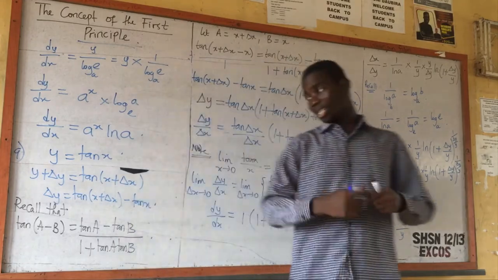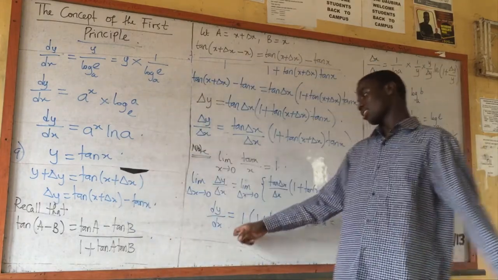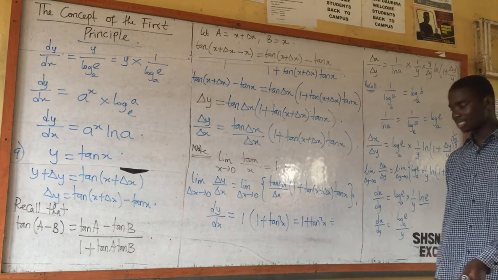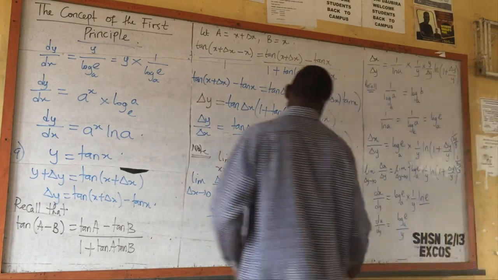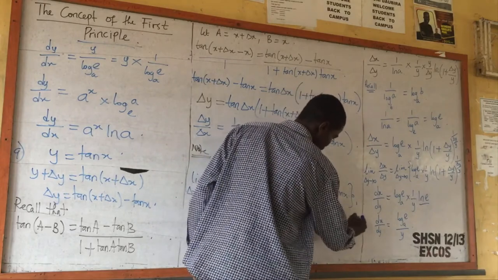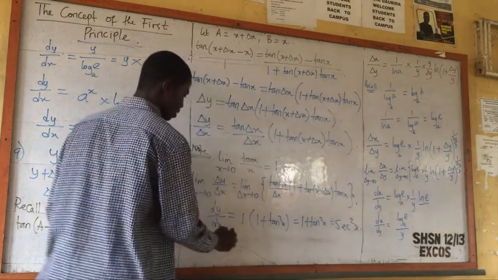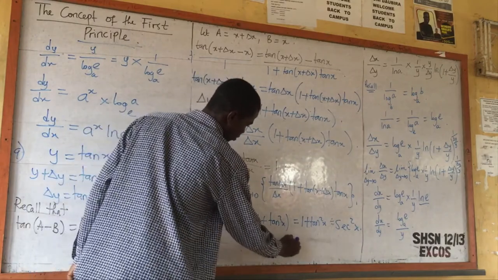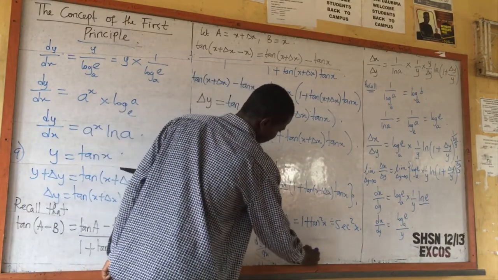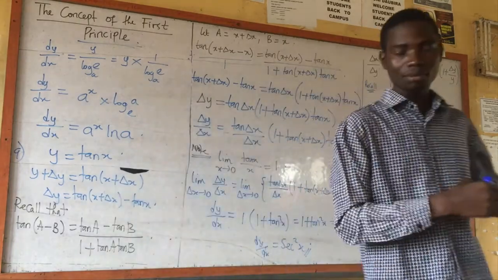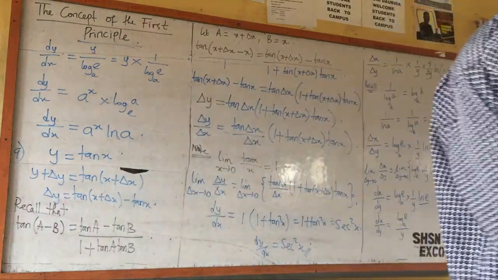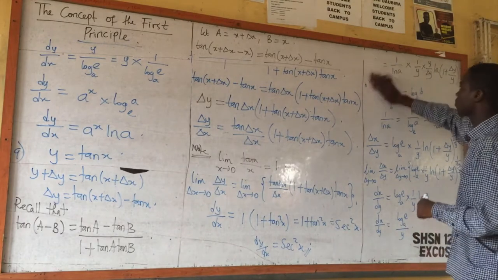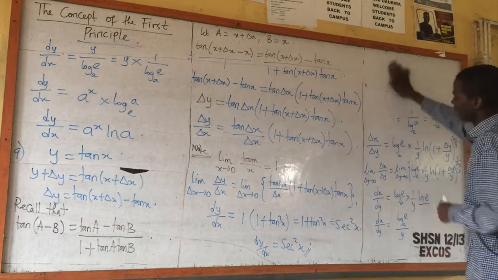So that means that when y is equal to tan S, dy/ds is 1 plus tan squared S. But from the trigonometric identity, 1 plus tan squared S is exactly sec squared S. So dy/ds is equal to sec squared S. So the last example is arcsin.